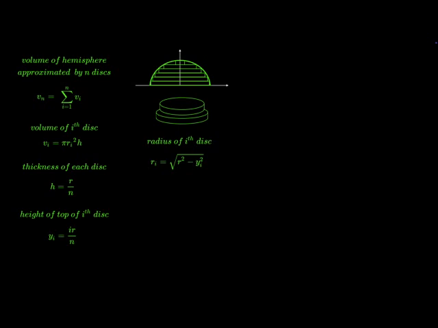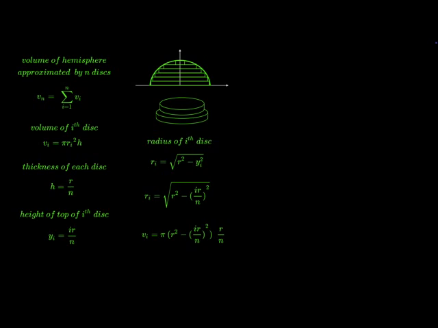I'll use the Pythagorean theorem, considering r as the hypotenuse, y sub i as one leg of a triangle, and r sub i as the second leg of the triangle. Substituting in my expression for y sub i, I now have an expression for the radius of the ith disk in i, r, and n. I can now write an expression for the volume of the ith disk in terms of r, i, and n.